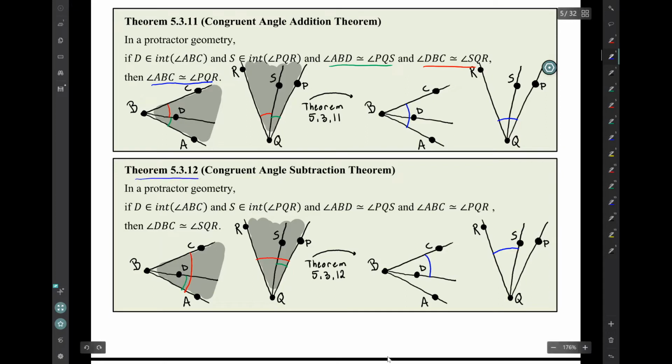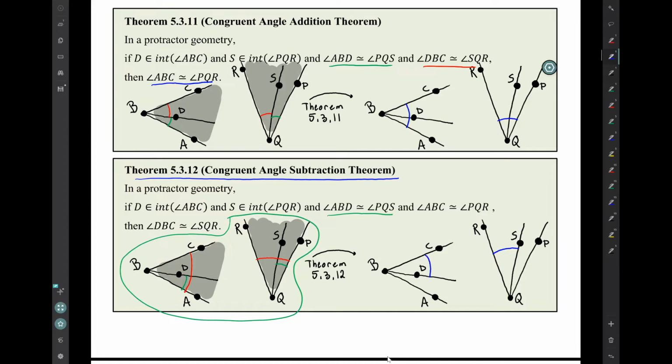A very similar sounding theorem that we'll use is theorem 5.3.12, the congruent angle subtraction theorem. It has similar hypotheses. If point D is in the interior of angle ABC and point S is in the interior of angle PQR, and angle ABD is congruent to angle PQS, again marked in green as in the previous theorem, and angle ABC is congruent to angle PQR, that's these angles marked in red, then angle DBC is congruent to angle SQR, that's these angles marked in blue.